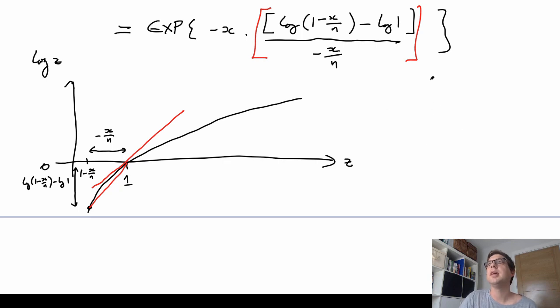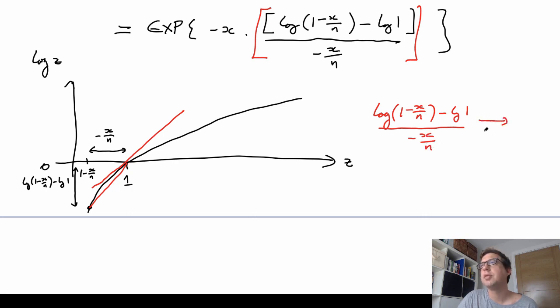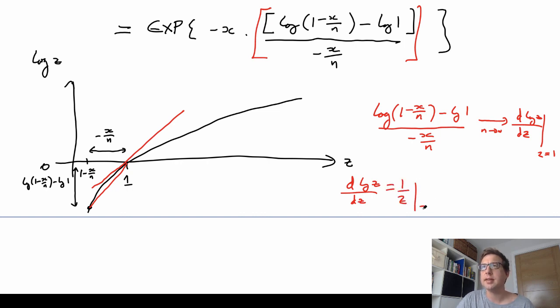So what I'm saying here is that the logarithm of 1 minus x over n, minus logarithm of 1, divided by minus x over n, is going to get closer and closer, as n goes to infinity, to the derivative of log of z with respect to z, evaluated at z equals 1. We know what that is. Remember that the derivative of the log of z is equal to 1 divided by z. So if I evaluate this at z equals 1, I'm just going to get 1.